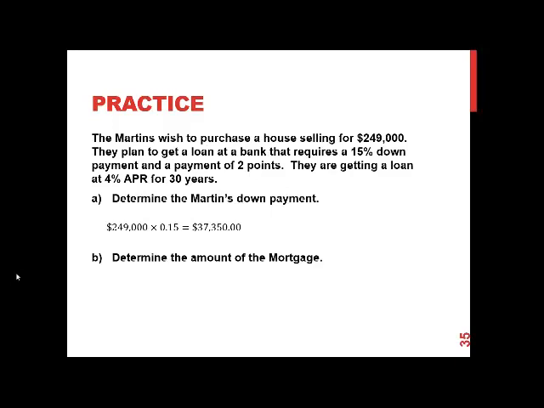All right, determine the amount of the mortgage, the actual amount that you're going to borrow. Well, if you need $249,000 and you're already putting in $37,350, then we'll take the difference to find that you're going to have to borrow $211,650.